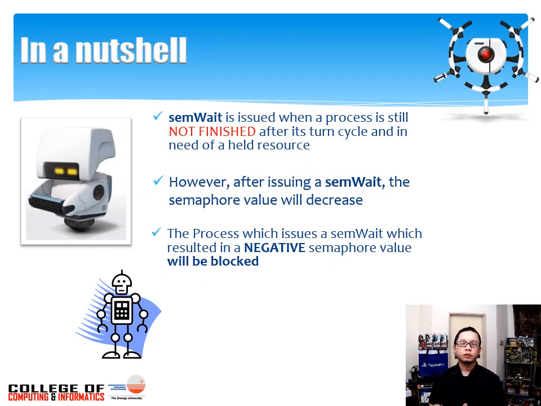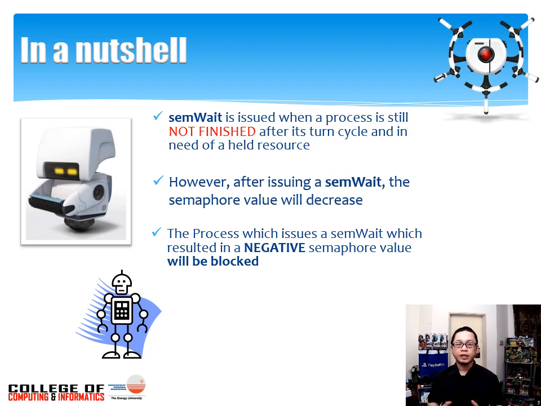So simply put, SAM wait and SAM signal will cause the value of the semaphore to either increase or decrease. This is directly related to signaling whether there is enough resource to use or not. So if the semaphore value is negative, it indicates that there is not enough resources to use. If the value of semaphore is positive, then there is enough resource to use for the next process.